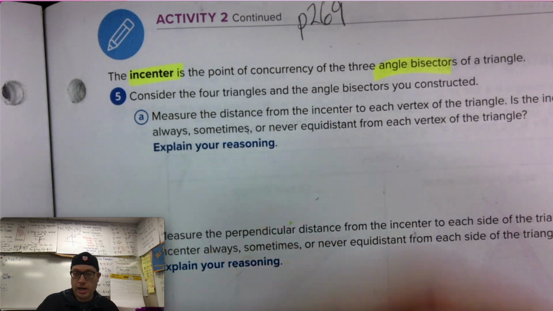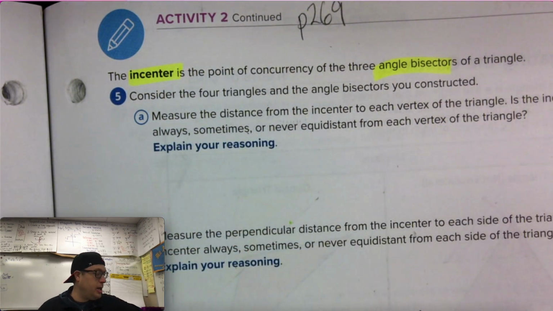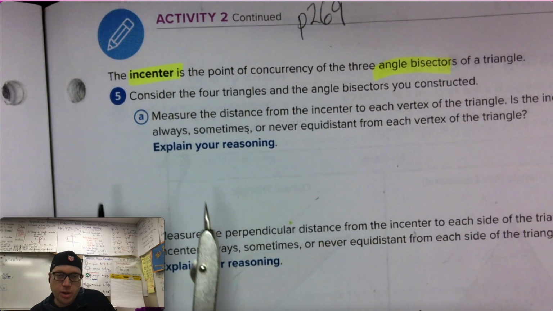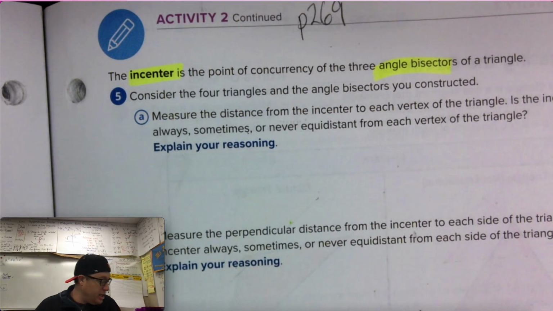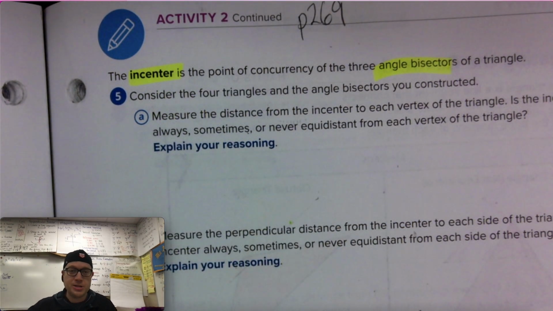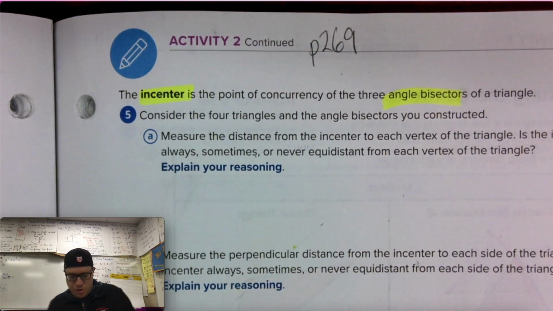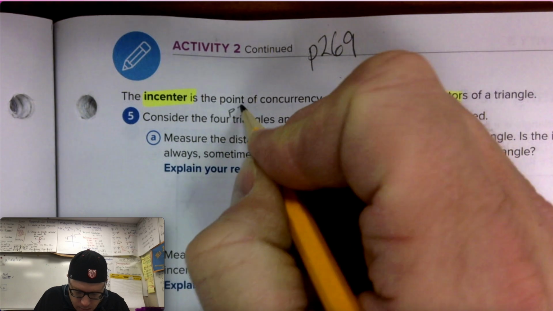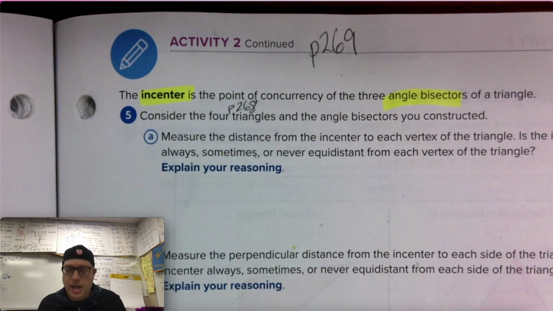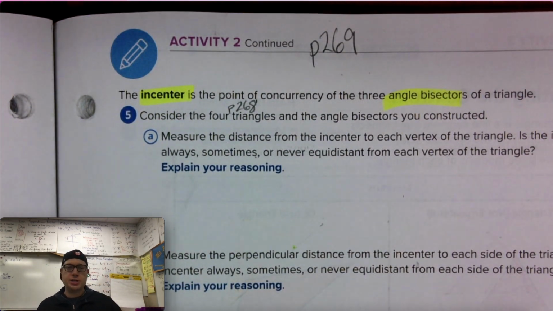I'd recommend that you have a highlighter and a pencil, and it might even be helpful to have a compass, because at one question we're going to go back to drawing circles in the shape. Let's get to it. Consider the four triangles on page 268 and the angle bisectors that you constructed.